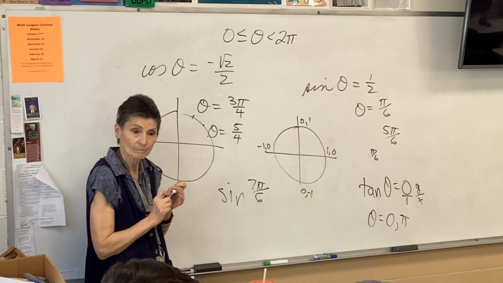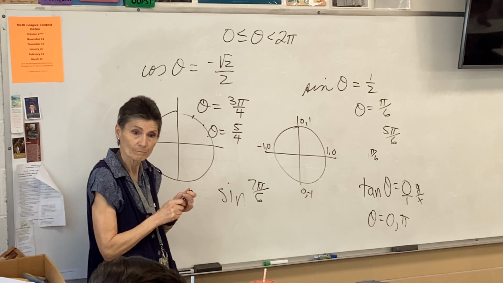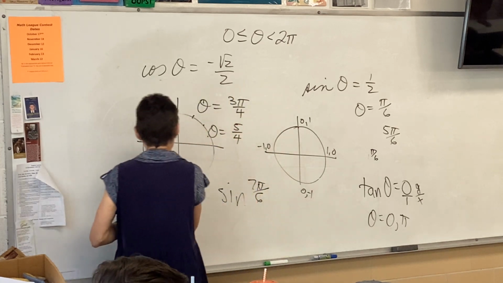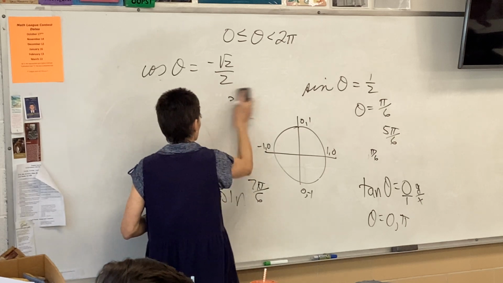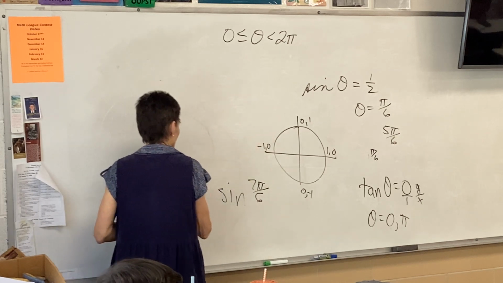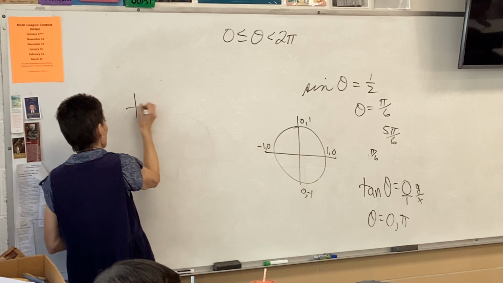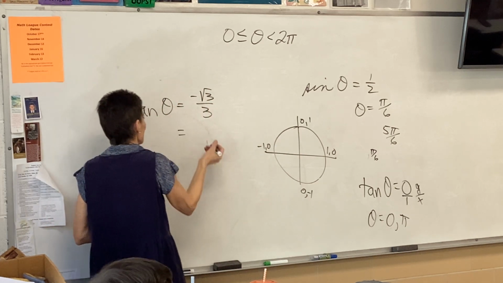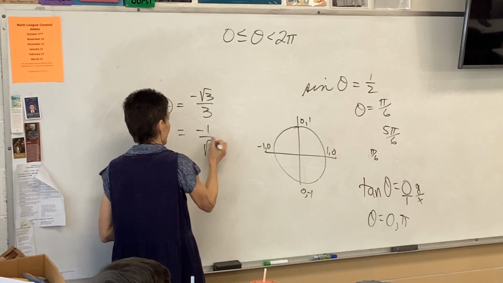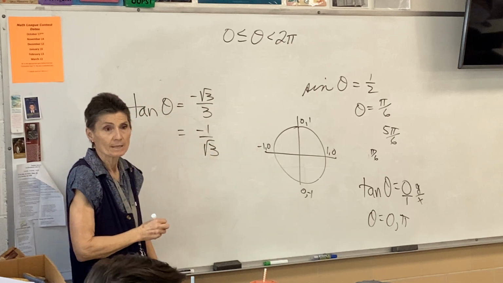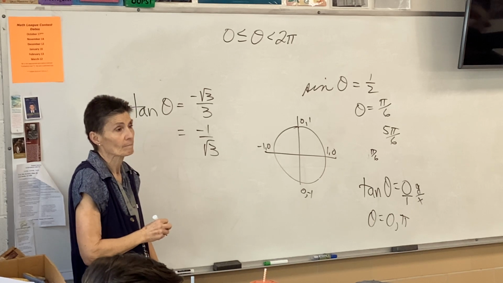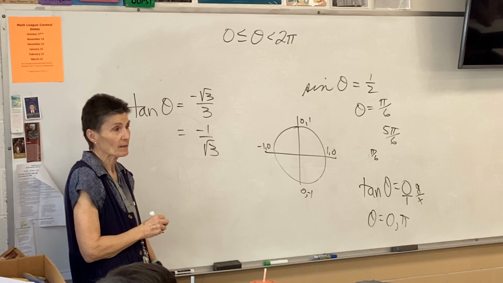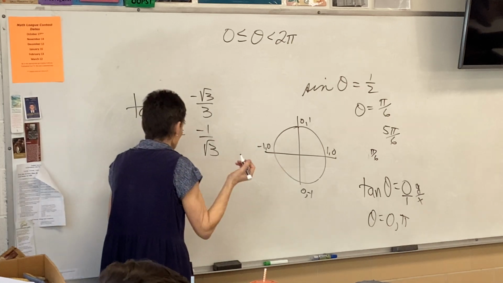I have a question. Letter H. Okay, what's the question? Tan of the angle equals negative root 3 over 3. Remember that negative root 3 over 3 is the rationalized version of -1 over root 3. Right? So you have to think about this for a second. A couple of different options.